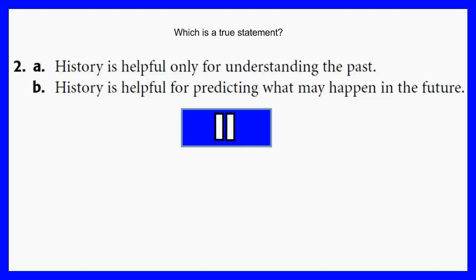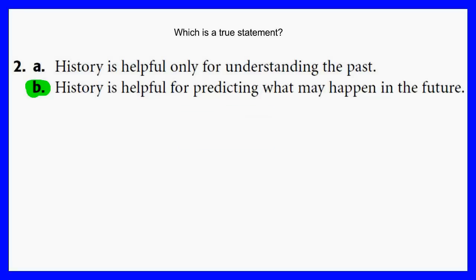A, history is helpful only for understanding the past, or B, history is helpful for predicting what may happen in the future. Pause here and play again once you have an answer. B. Those who fail to learn from history are doomed to repeat it in the future. If I notice that a civilization made a foolish mistake that caused their great and glorious downfall, I'm not going to make that same mistake. Otherwise, I'm going to end up like them. History is very helpful for predicting what's going to happen in the future because it may have already happened before.